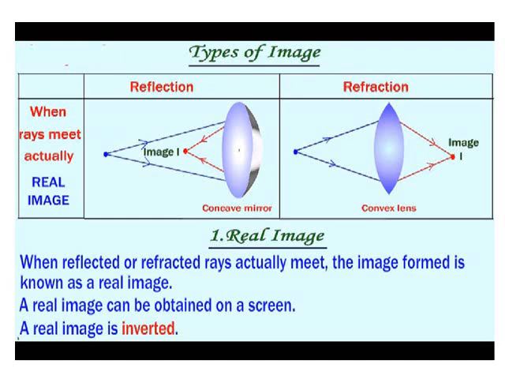So if the image is to be real, the rays must meet each other, and it should be obtained on the screen, and it will be inverted. So all these are the qualities of a real image.